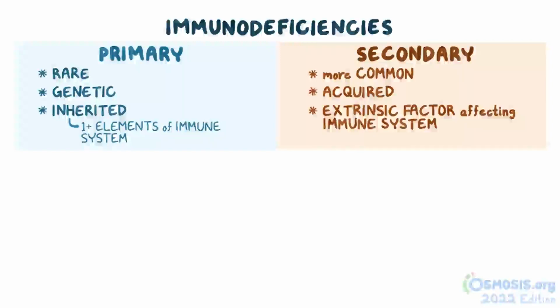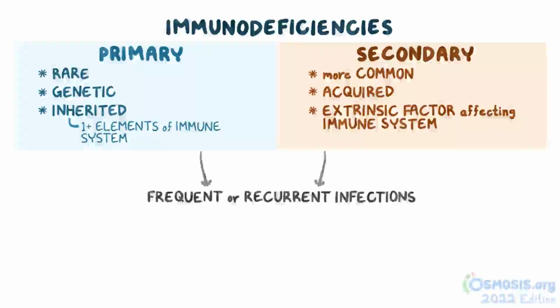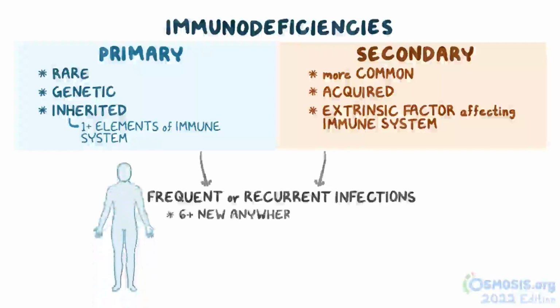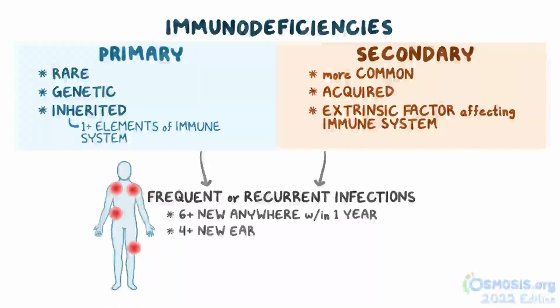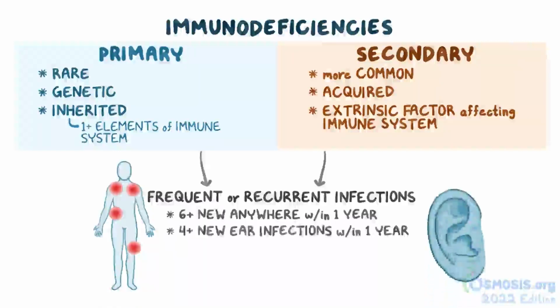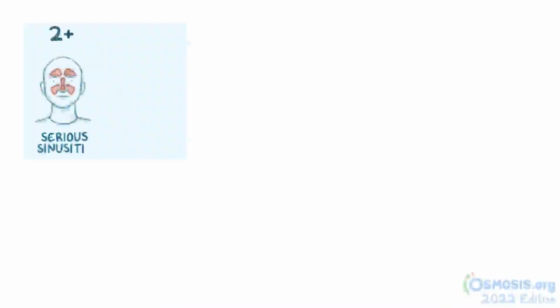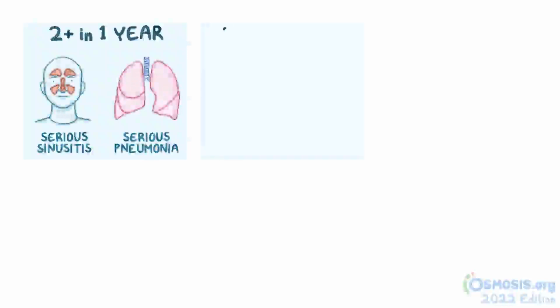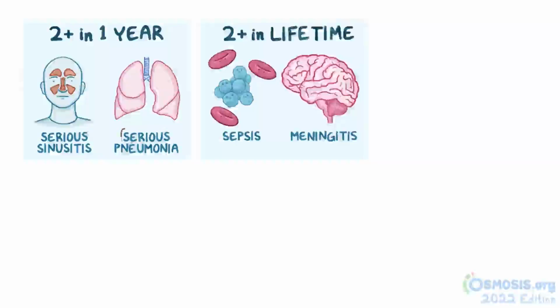Both primary and secondary immunodeficiencies can cause frequent or recurrent infections, specifically 6 or more new infections anywhere in the body within 1 year, or 4 or more new ear infections within 1 year. Sometimes, these infections turn out to be unusually severe. Specifically, it's unusual for 2 or more serious sinus infections or pneumonias to occur within 1 year, or 2 or more episodes of sepsis or meningitis to occur in a lifetime.